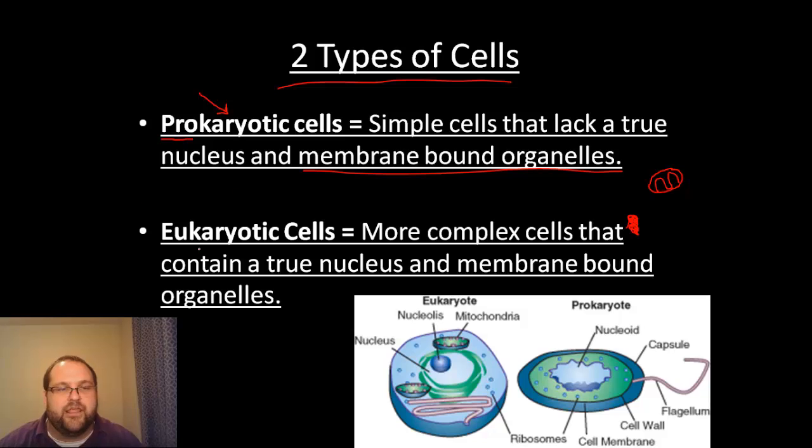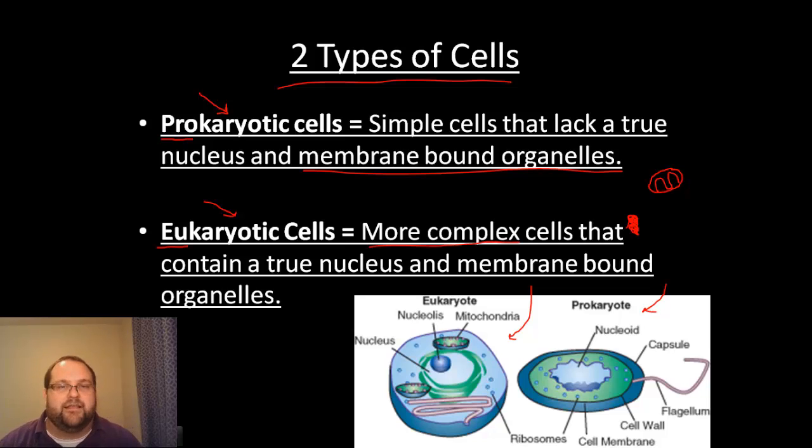Also, then we have eukaryotic cells, and they're far more complex. They're going to have a lot more working components, and they contain a true nucleus. Eu actually means true, and karyote again means nucleus. So they have a true nucleus, and they also are going to have membrane-bound organelles. So if you think about the common cells, the animals, the plant cells with the mitochondria and stuff like that, those are going to be eukaryotic cells. So those are going to be the ones you're more familiar with. Prokaryotic cells you're going to be less familiar with.